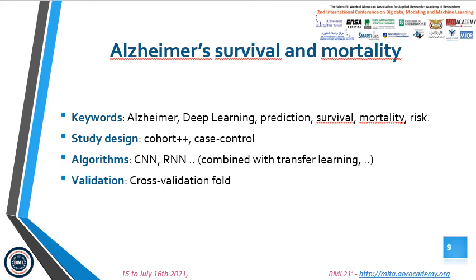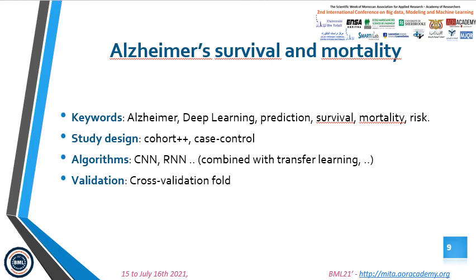The application of deep learning models can facilitate many epidemiological methods such as mining electronic medical records for the prediction of mortality risk in patients with Alzheimer's, which is a fatal disease. To explore this further, we used the following keywords: Alzheimer, deep learning, prediction, survival, mortality, and risk.